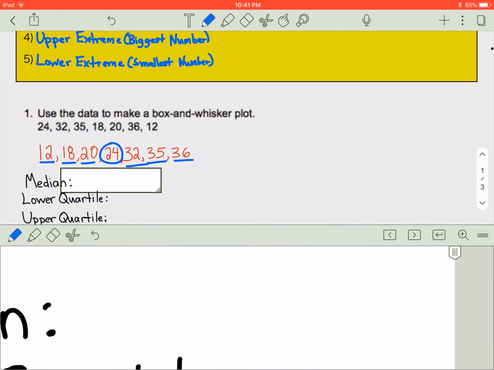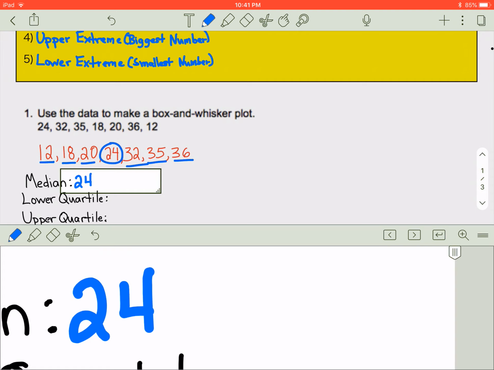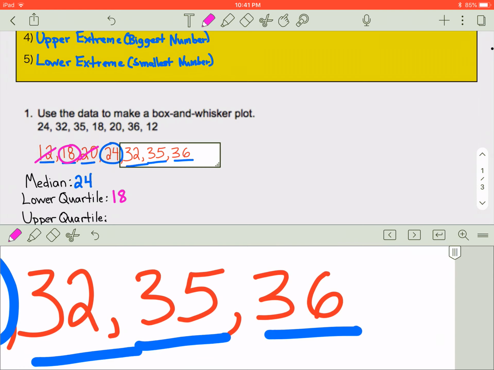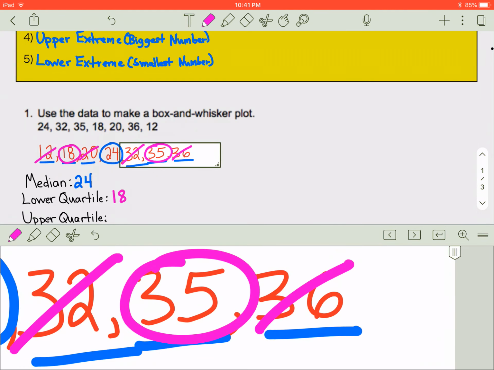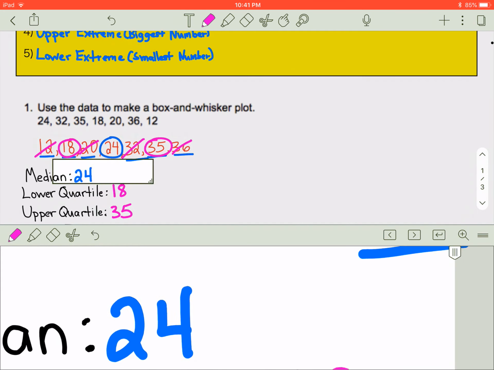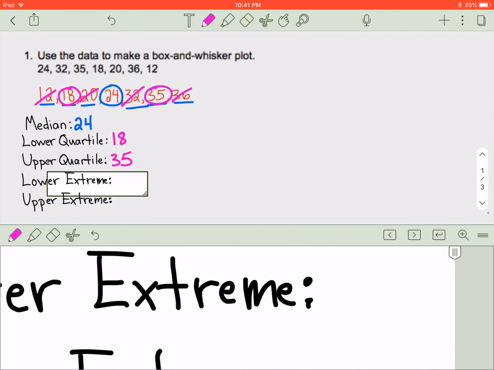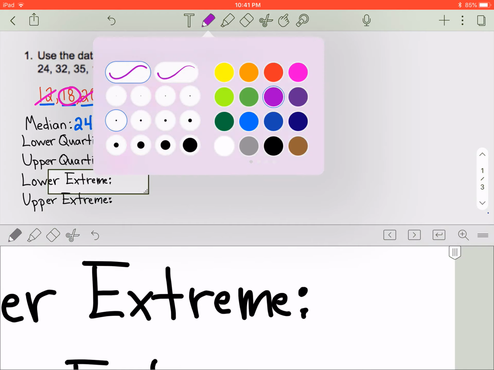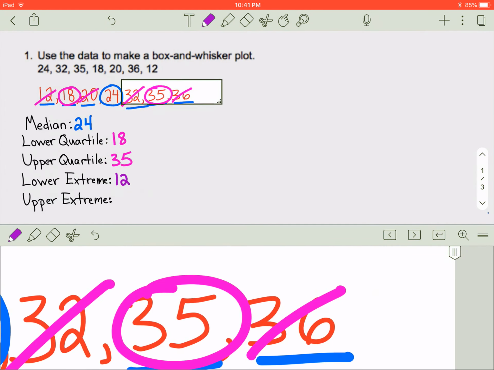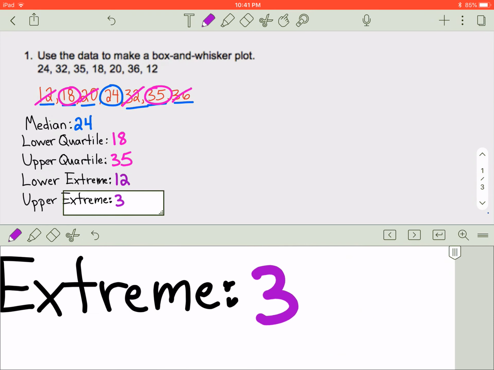So that number is important to us. That is our median. I will then need to find the lower quartile. So take that one off, that one. My lower quartile is going to be 18. Find the upper quartile, or the middle of the upper numbers. That's going to be 35. The smallest number in our data set is 12, so it will be our lower extreme. And the biggest number in our data set is 36, so it will be our upper extreme.